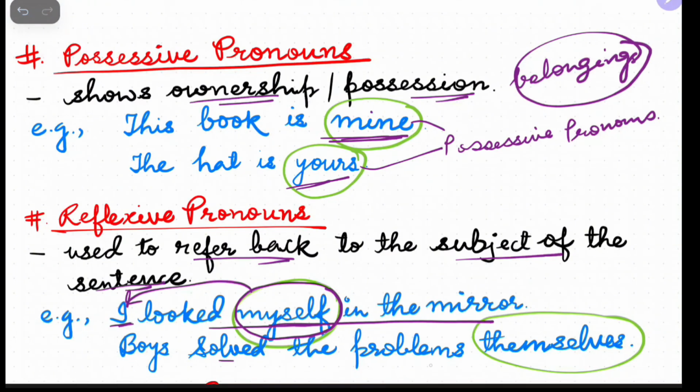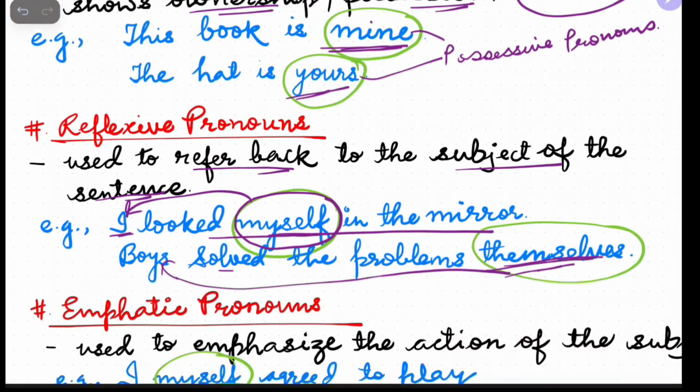Boys solved the problems themselves. Here, themselves. Themselves is referring back to boys, which is the subject here, and that's why themselves is an example of reflexive pronoun. Right? We will see the next type.